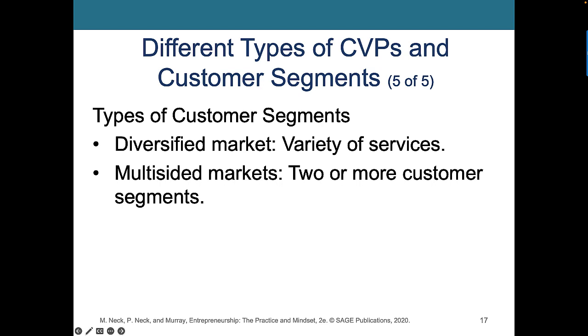Multi-sided markets: two or more customer segments that are linked but independent of each other. A free newspaper caters to its readership by providing newsworthy content, but of course also needs to provide advertisers with a large readership. So in the multi-sided market, you have your readership, and then you have your advertising if you're a newspaper company.